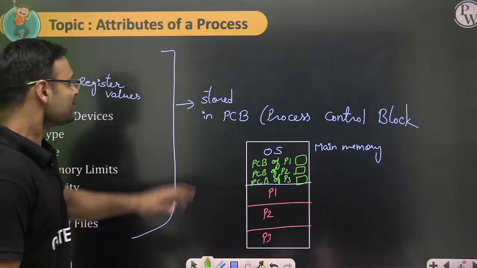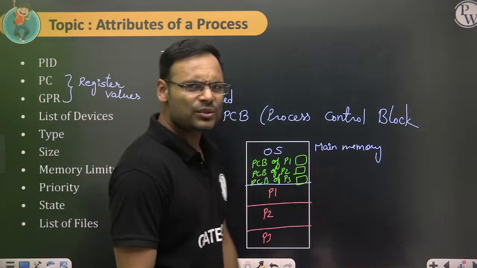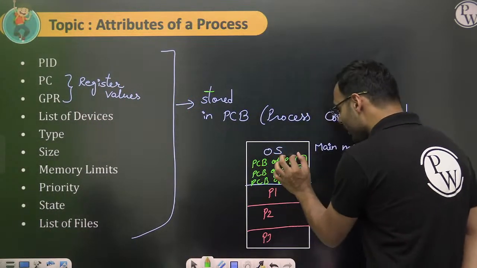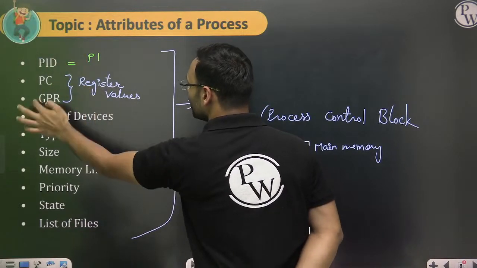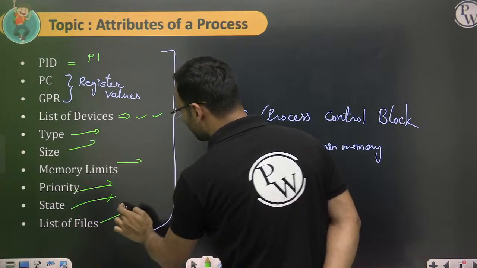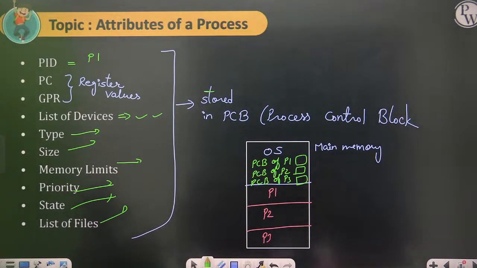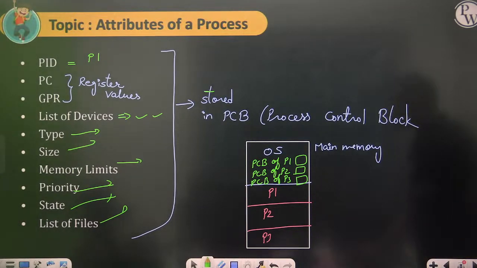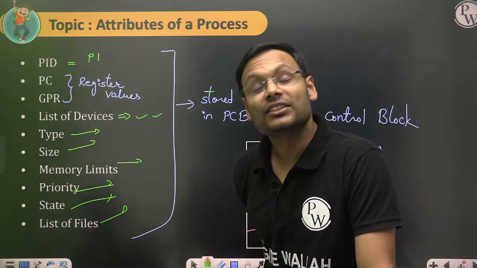Okay, now can these values change? Let's say at a time, currently P1 has its PID, whatever devices it is using currently, its type, its size, main memory limit, priority, state, files. These values can change after some time. If these values are checked again for the P1 process, same values or different values? Tell me, same values or different values? Of course, these values can change.